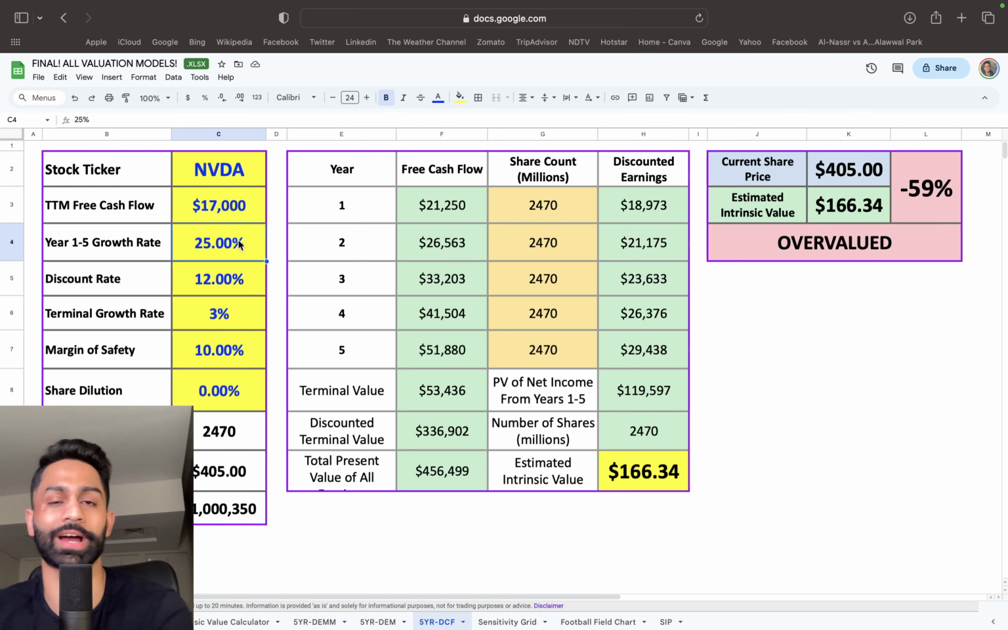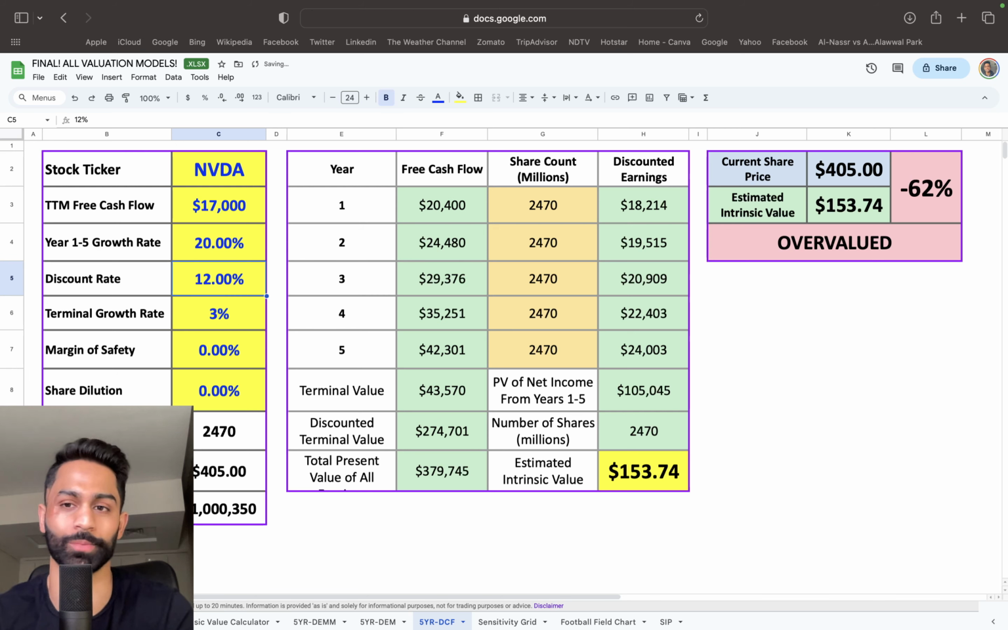Now, another way to look at this metric, another way to match these numbers is that we assume that the actual realistic growth rate is going to be 20%, or let's just do 25% over here. But then we start to lower the discount rate, right? So we are willing to accept a lower rate of return in the future. So let's say that we don't want 12%. Let's say that we want 10%.